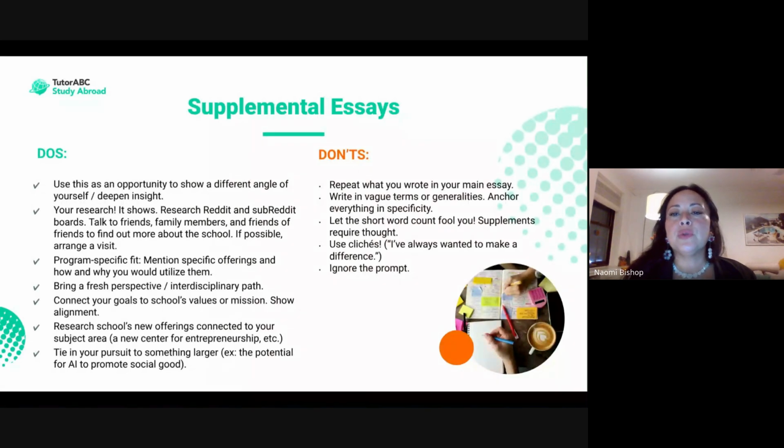And then don'ts. Do not repeat what you wrote in your main essay. Do not write in vague terms or generalities. Anchor everything in specificity. Don't let the short word count fool you. Like I said, supplements require thought. I would venture to say maybe more thought than your statement of purpose, actually. And do not use cliches whenever possible. Like, I've always wanted to make a difference. And don't ignore the prompt. That's a big one. A lot of people answer a different question. I don't know why, but it's like being back in elementary school. Read the question and answer the question.